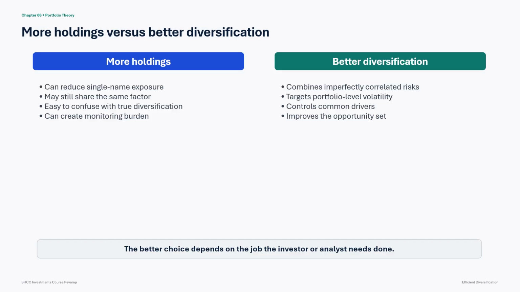The 2022 decline in many high-growth stocks is a useful illustration. Companies in different industries fell together because higher discount rates reduced the present value of distant expected cash flows. The names were different. The duration-like factor was shared.